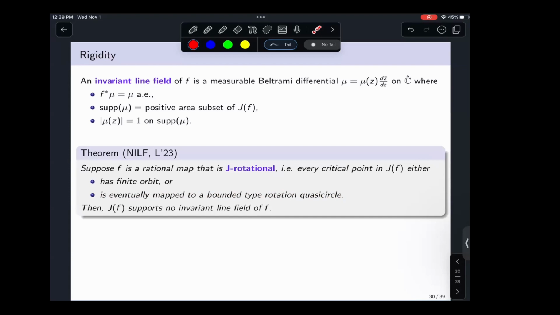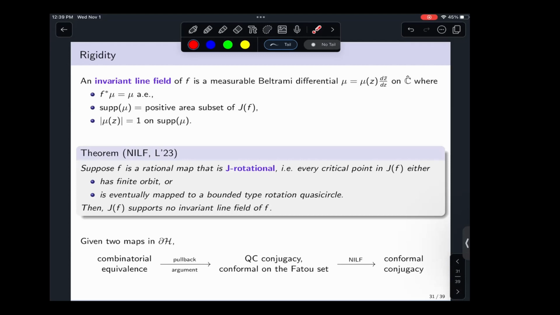And how is this relevant to our previous rigidity result? So we start with 2 maps on the boundary of curly H that we had before, right? So we have 2 rational maps with 2 Herman quasicircles, and suppose they are combinatorially equivalent. In general, there's a procedure that allows me to promote combinatorial equivalence into QC conjugacy. This is called the pullback argument.